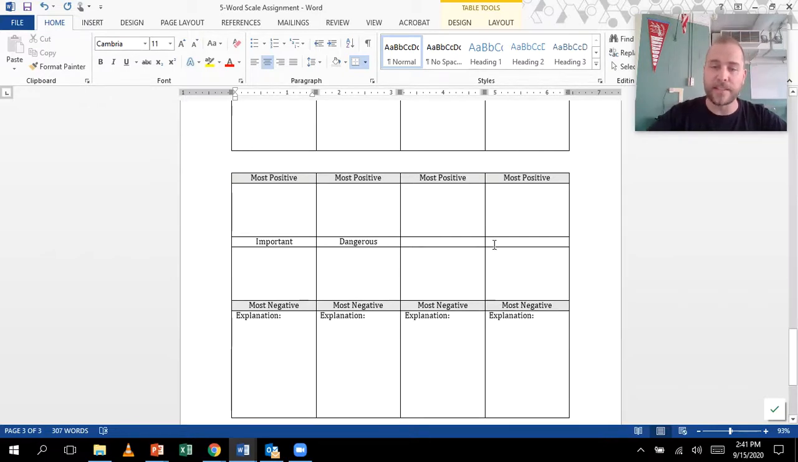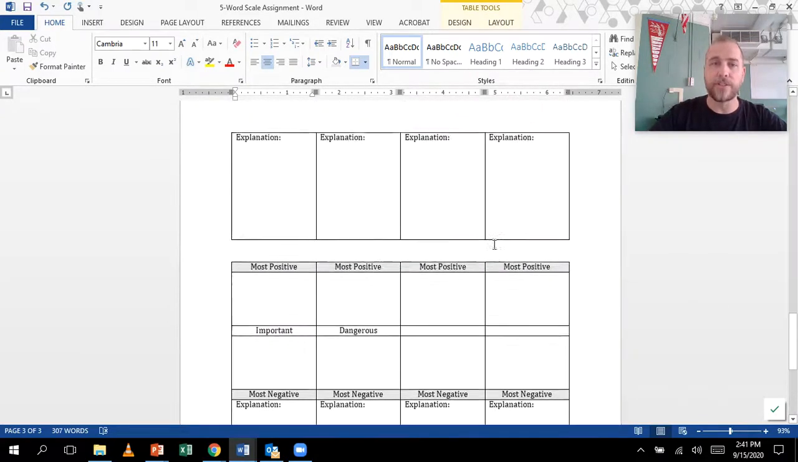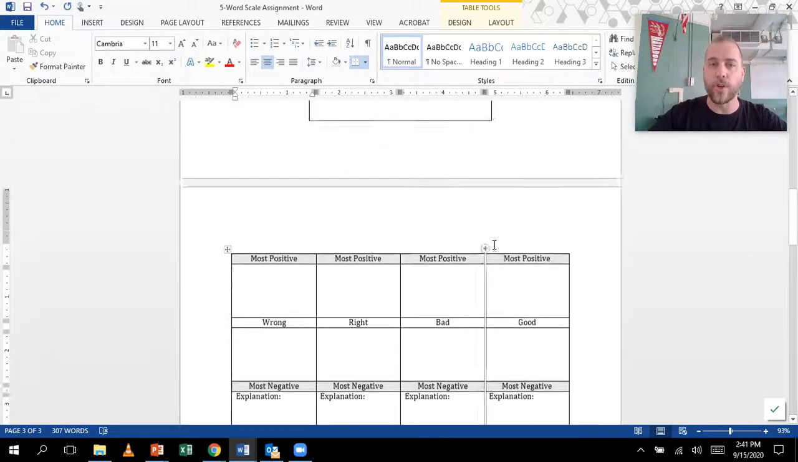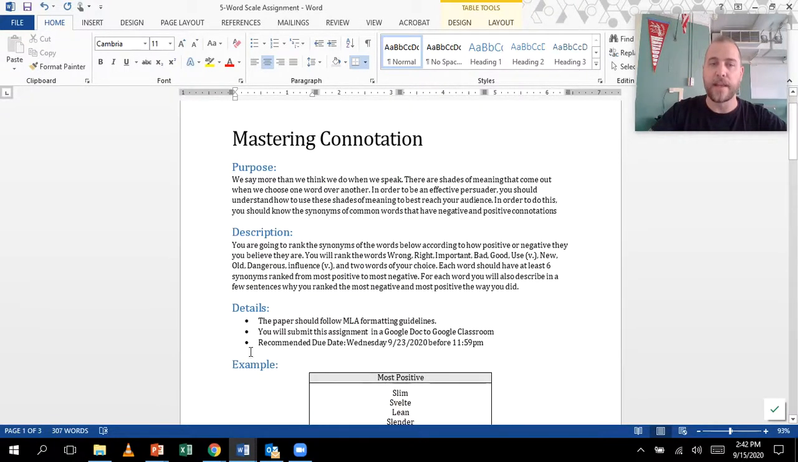The whole point of this is I want you to get used to thinking of the connotation of your word and choosing the word that has the correct connotation for your message and your audience. And if you can master connotation, you will become much more persuasive. Once again, this document should be submitted as a Google Doc in Google Classroom. I recommend having it done by the 23rd, which is Wednesday of next week, by 12 o'clock.